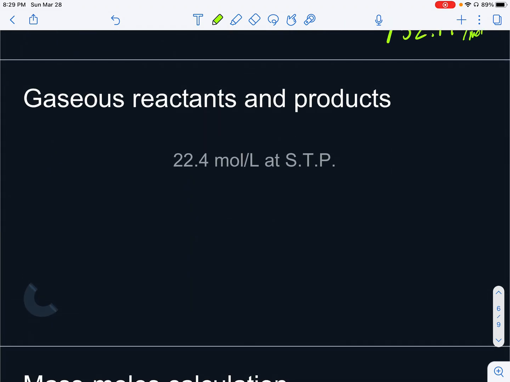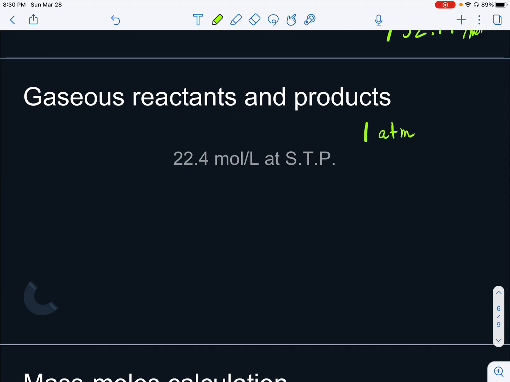For gaseous reactants and products, it's very difficult to measure the mass of a gas because you run into buoyancy issues and things like that. Usually we measure volume of a gas at a certain pressure. And so standard temperature and pressure is 1 atmosphere of pressure.